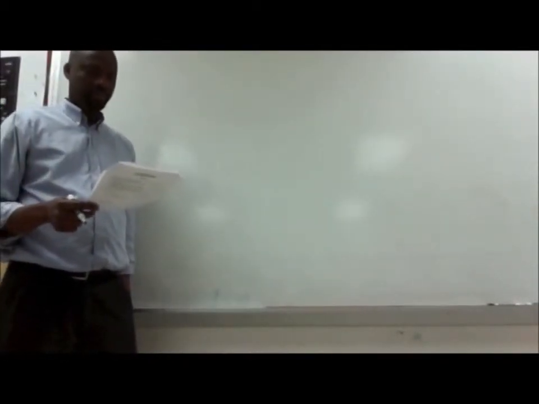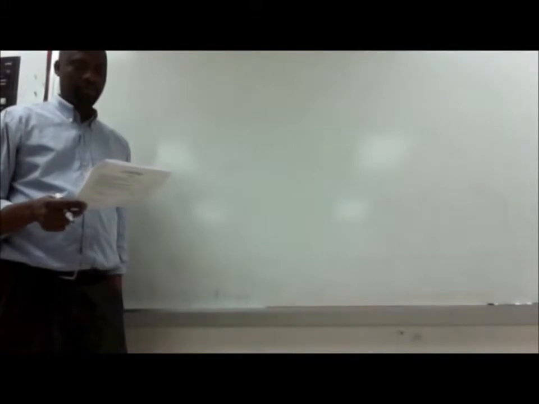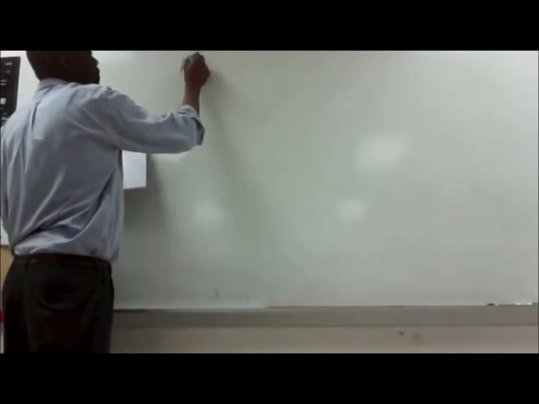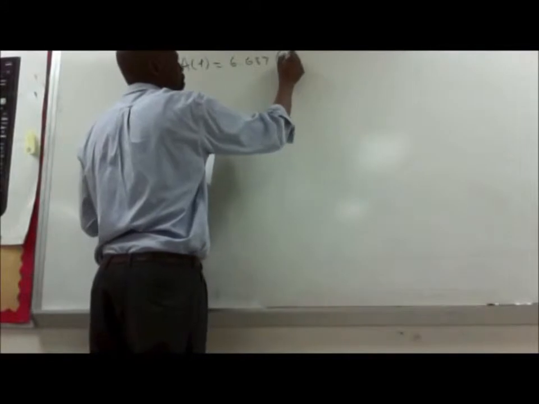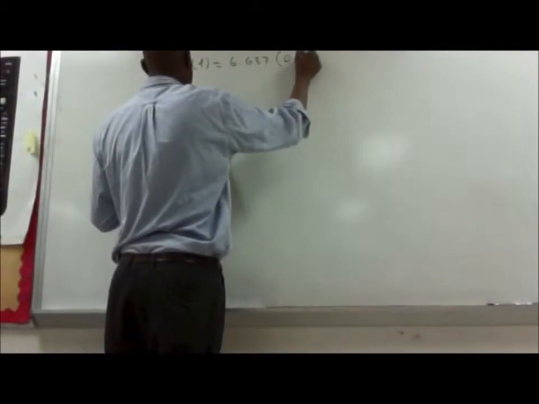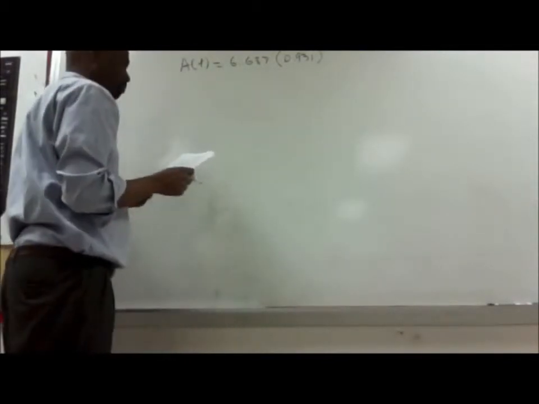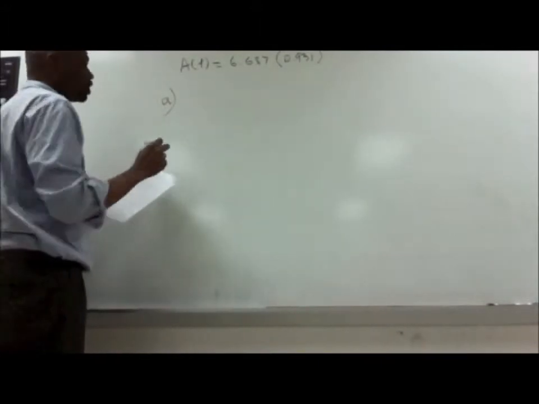Listen. Grass clippings are placed in a bin where they decompose. For 0 ≤ t ≤ 30, the amount of grass clippings remaining in the bin is modeled by A(t) = 6.687 × 0.9631^t, where A(t) is measured in pounds and t is measured in days. All right. Your first question is find the average rate.